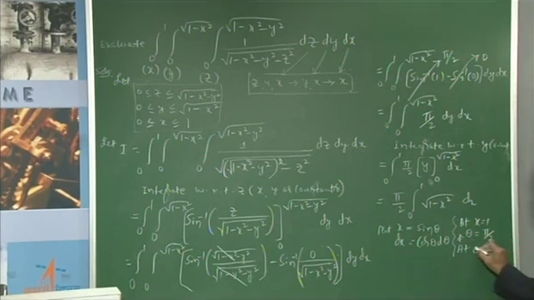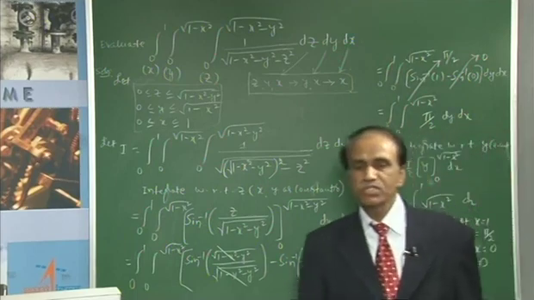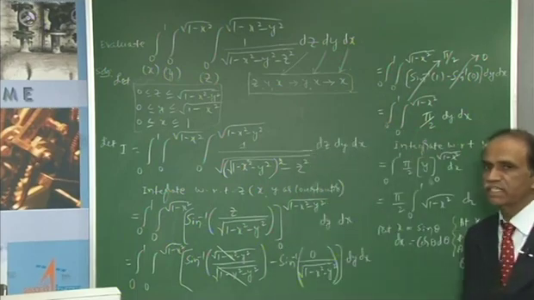and at the lower limit, that is 0, at x equal to 0, theta is equal to sin inverse of 0, that is equal to 0. Sin inverse of 1 is 90 degree because sin 90 is 1.